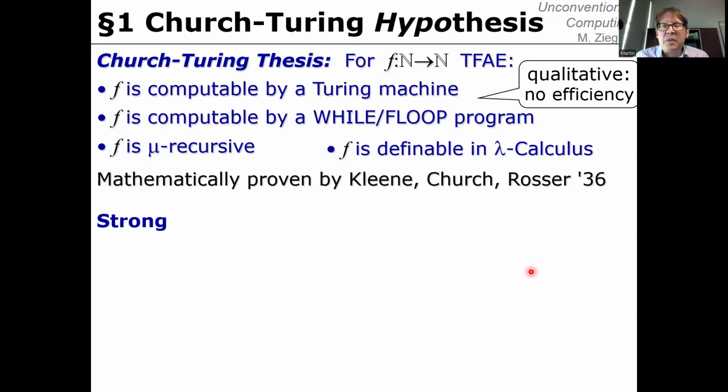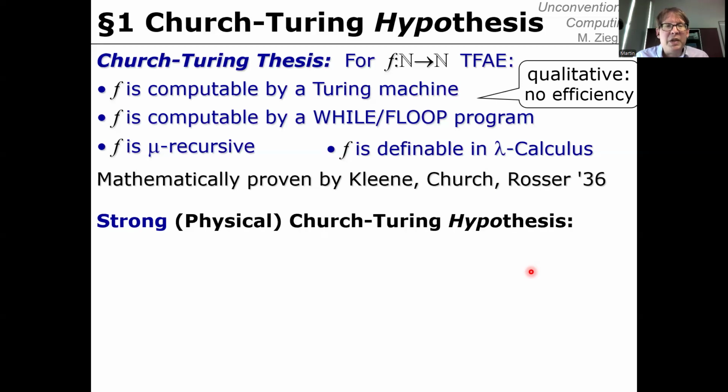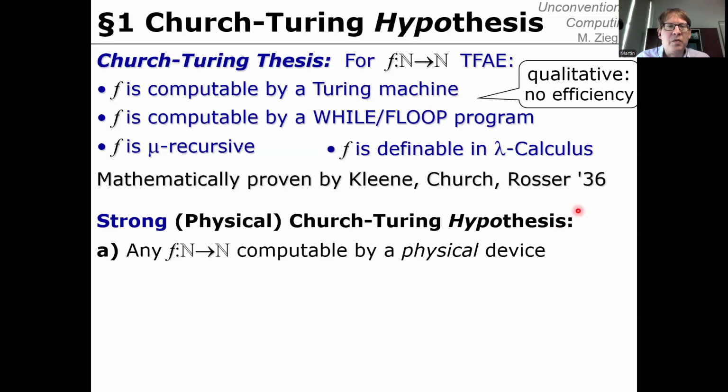Today I want to talk about the physical Church-Turing hypothesis and its variant, the strong physical Church-Turing hypothesis, which is a hypothesis, not a theorem. It has not been proven, and it cannot be proven, because it connects mathematics and physics, right? So this Church-Turing thesis is basically only about mathematics and theoretical computer science, but the Church-Turing hypothesis talks about physics. Namely, it talks about a function being computable by a physical device.